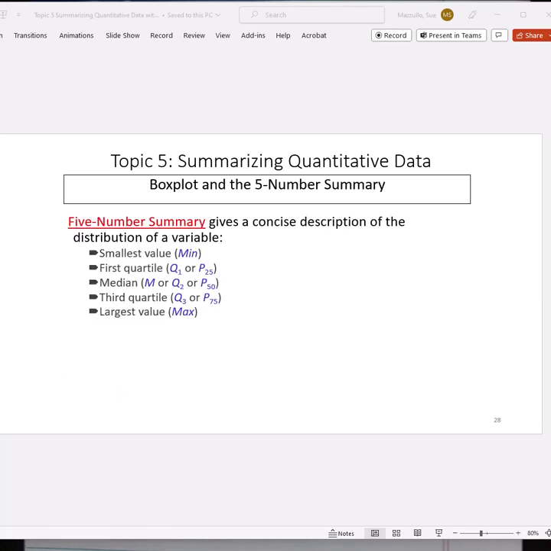The 5-number summary is your minimum data value, the smallest data value, your first quartile, or that 25th percentile, your median, or your second quartile, or that 50th percentile, your third quartile, or the 75th percentile, and your largest value. That would be your 5-number summary.